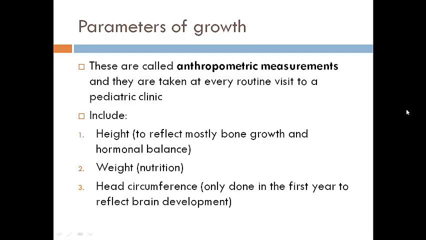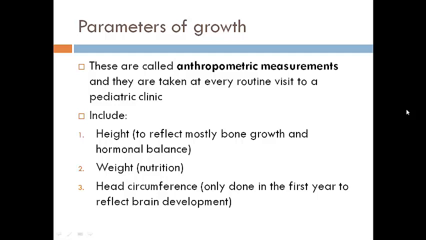These include height, and height usually reflects bone growth and hormonal balance, specifically the growth hormone. If the growth hormone levels are normal and the bones are growing normally, then the child's height will be increasing normally. The baby or the child's weight also has to be checked, and weight usually reflects nutrition. If they're eating normally, they will gain the proper amount of weight. If they're not being fed enough, they'll be underweight, and if they're being fed too much, they'll be overweight.